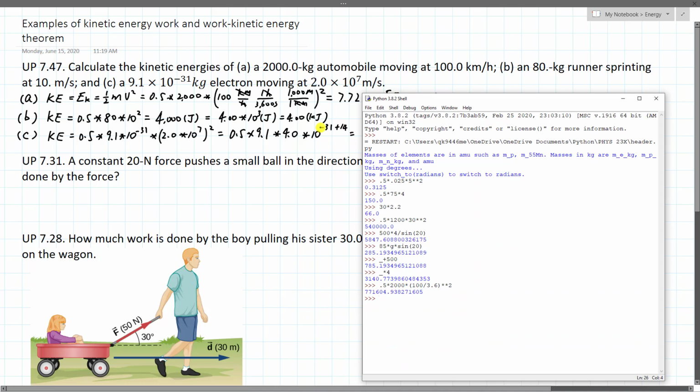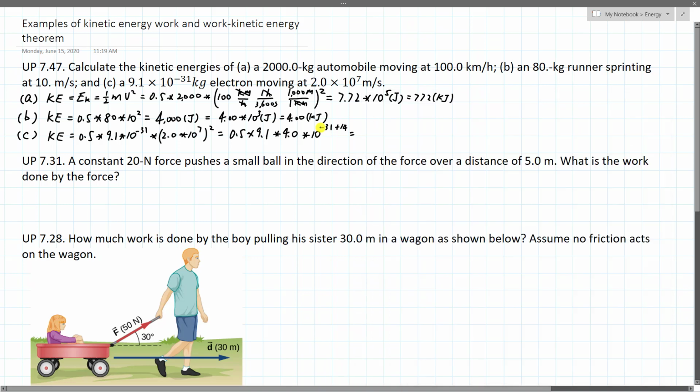Okay, so let's pop up the calculator. 0.5 times 9.1 times 4. So we have 18.2, or 1.82 times 10 to the first power. So we have 18.2 times 10 to the, so minus 31 plus 14, that is minus 17, joules. Or we move the decimal place, 1.82 times 10 to the minus 16 joules.